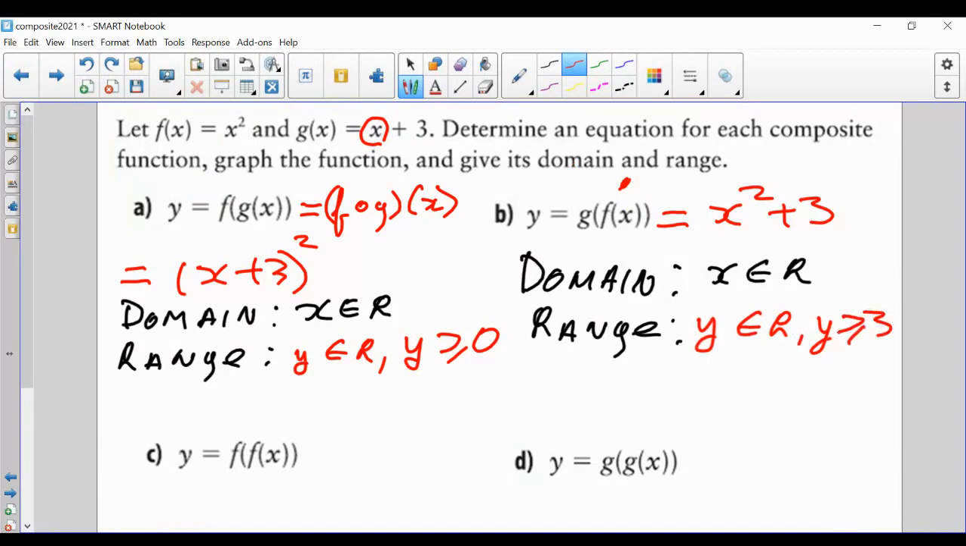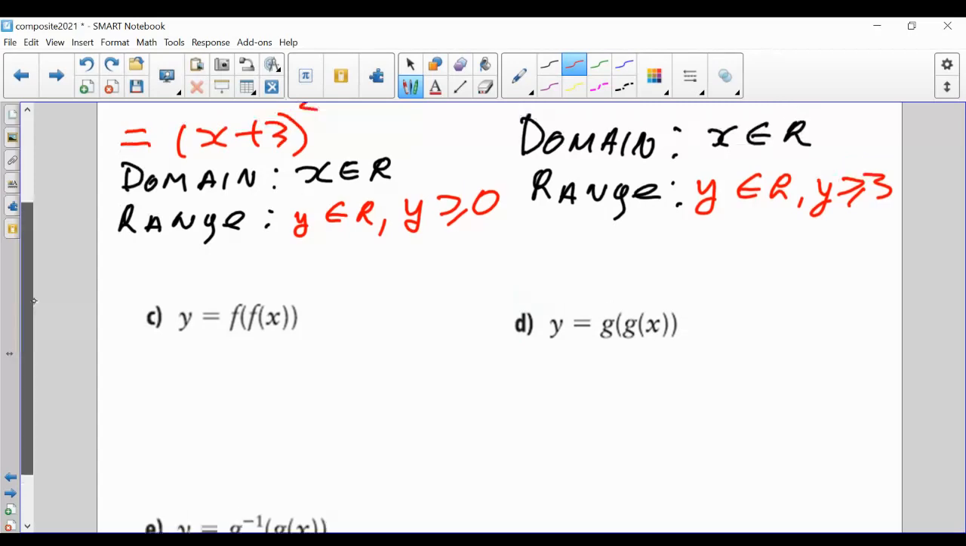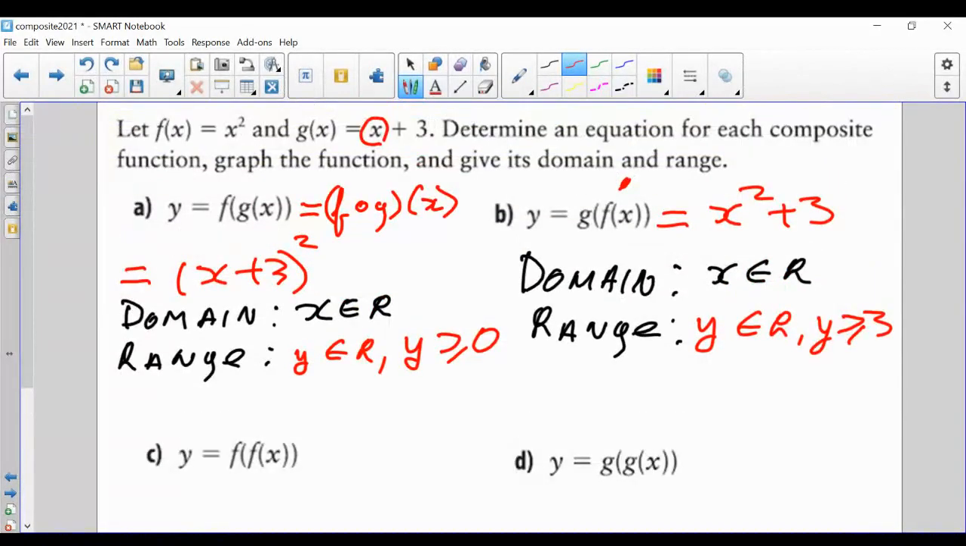Okay, good stuff. Let's quickly see if we can finish these other ones here. F of the f of x. So what does that mean, to get the f of the f of x? What does it mean to take the f function, which remember we said is x squared, and put it back into the f function?